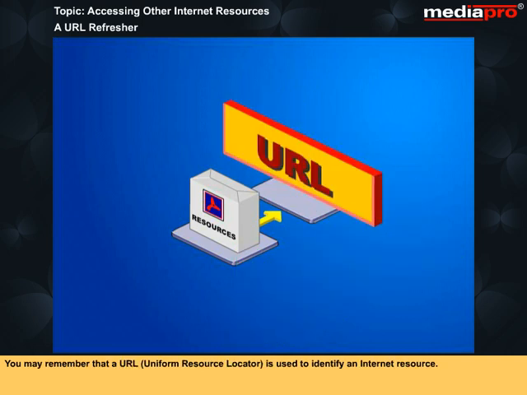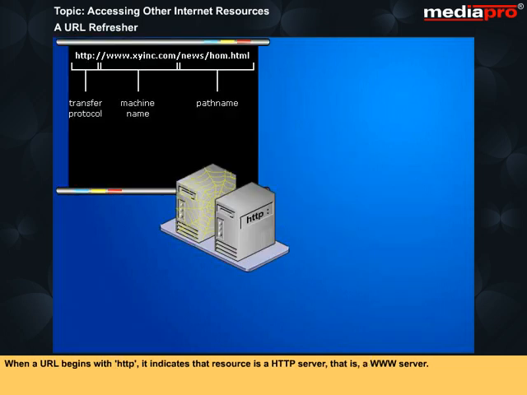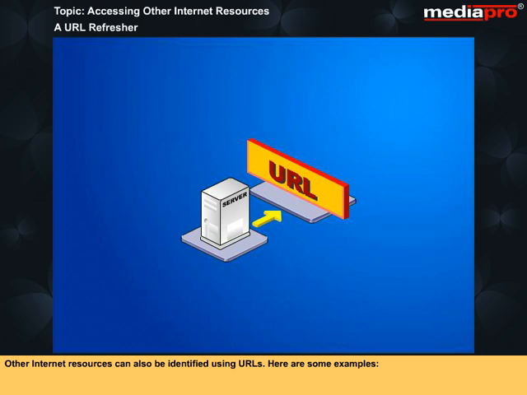You may remember that a URL, Uniform Resource Locator, is used to identify an internet resource. The URL has two parts. The first part specifies the type of resource to be accessed, and the second is the virtual path to the resource being requested. When a URL begins with HTTP, it indicates that the resource is an HTTP server, that is, a www server. Other internet resources can also be identified using URLs.